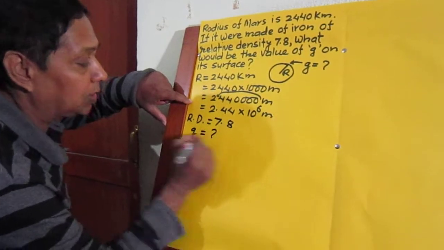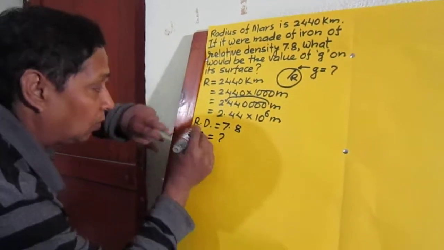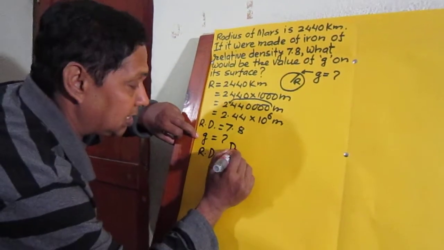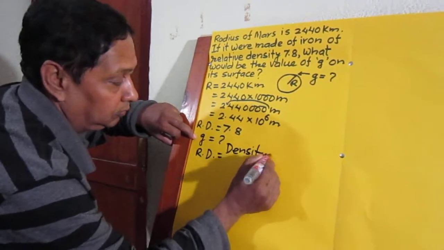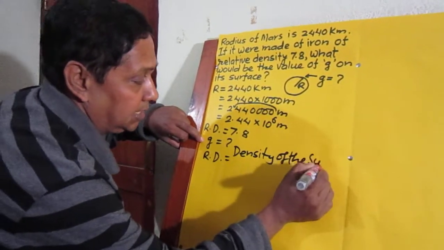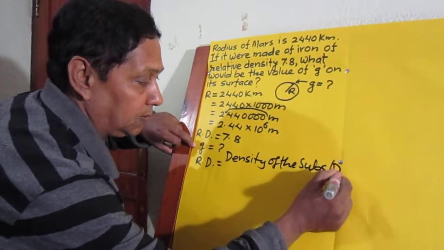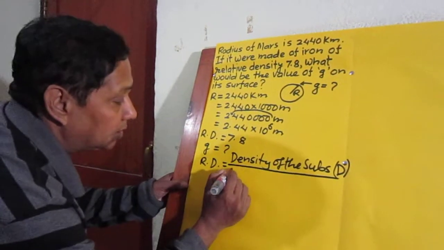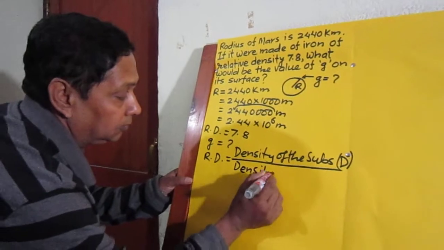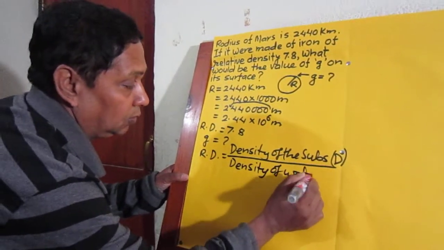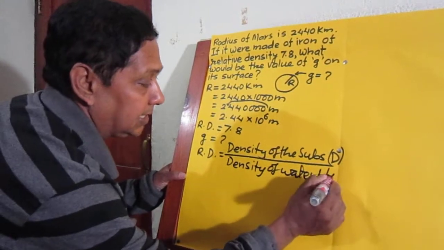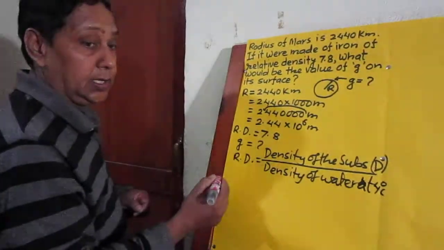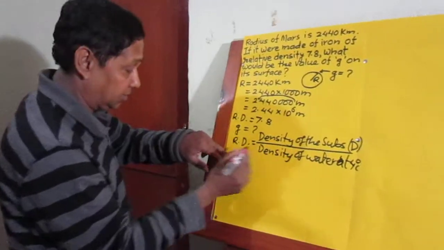g is the question. Now what we know, relative density is equal to density of the substance, which can be denoted by D, upon density of water at 4 degrees Celsius. I am going to convert relative density into normal density in SI system. That's why this equation is taken.